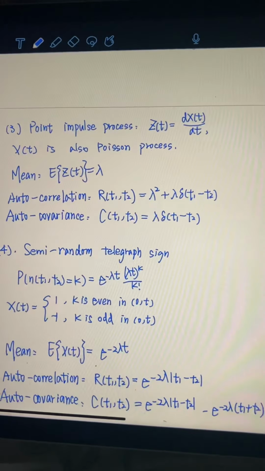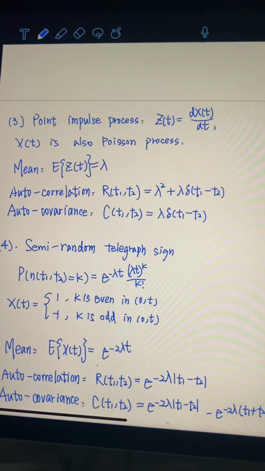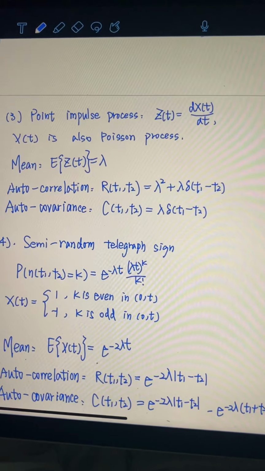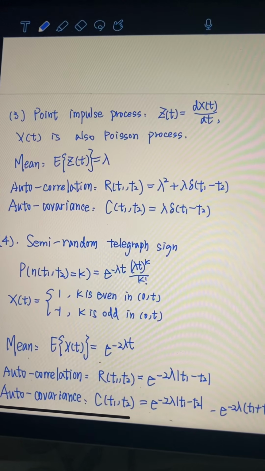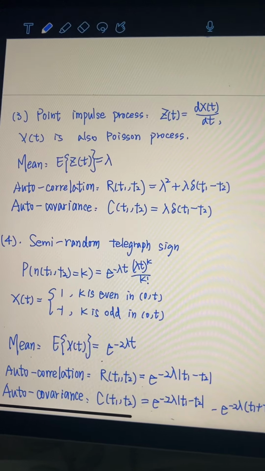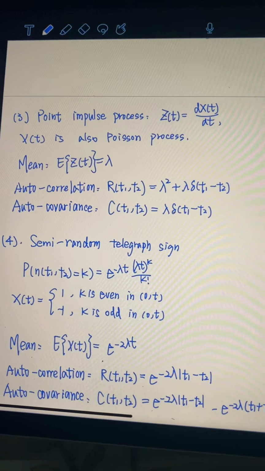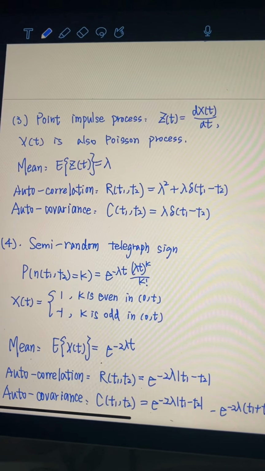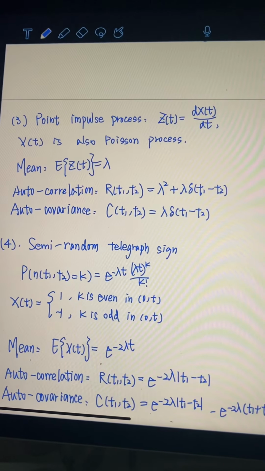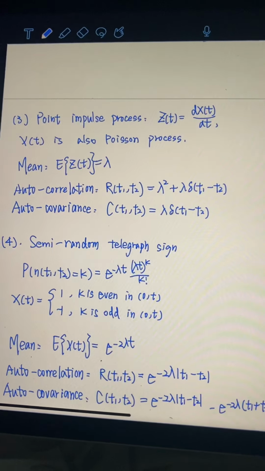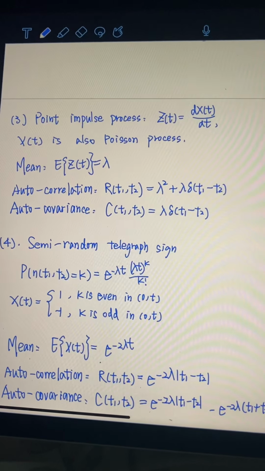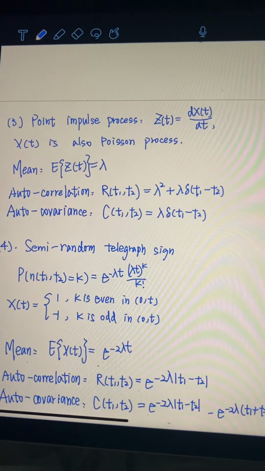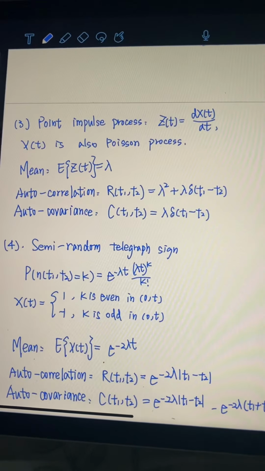As for the point impulse process, Z(t) is equal to the derivative of X(t), where X(t) is also a Poisson process. The mean of it is equal to lambda, and the autocorrelation is equal to lambda squared plus lambda times the delta function of t1 minus t2. The autocovariance C(t1, t2) is equal to lambda times the delta function of t1 minus t2.